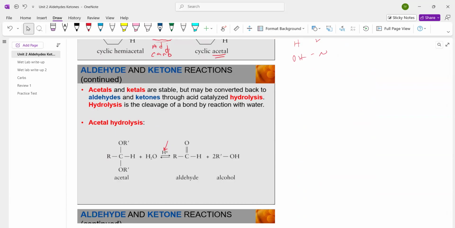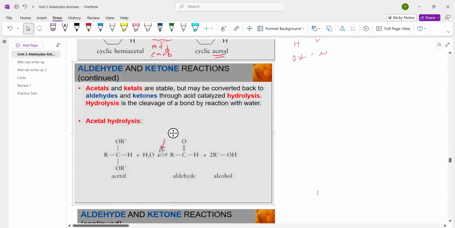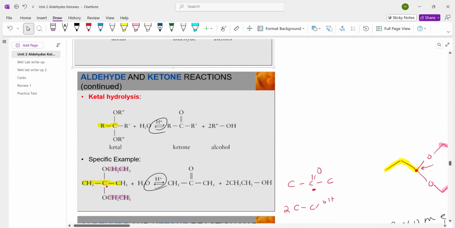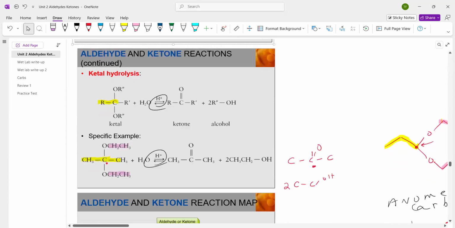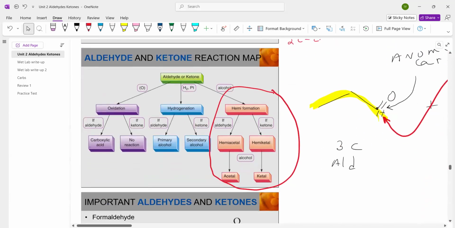Okay, so I already mentioned this. We can go back and forth. So it'll work on acetals and also ketals back and forth. Okay, so this is where it lies on the flow chart.